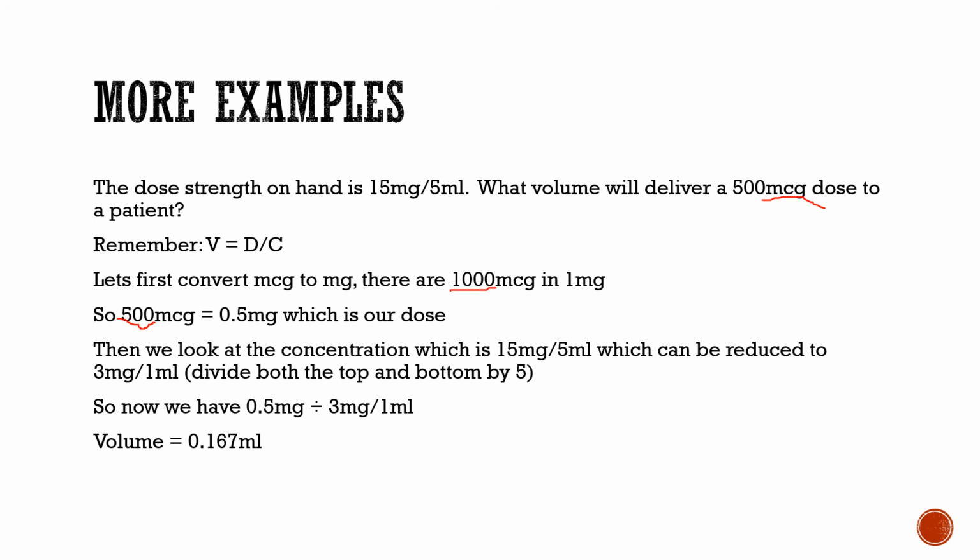Then we have to look at the concentration. So this is our concentration, but I really like to get this down to working with 1 mil. So I have to divide both the top and the bottom by 5. That's basically just reducing my fraction from 5 over 5 into 1 mil, and the 5 milligrams into 1 milligram.